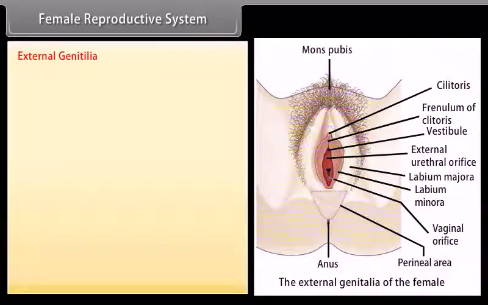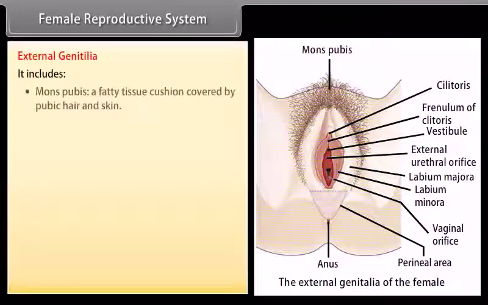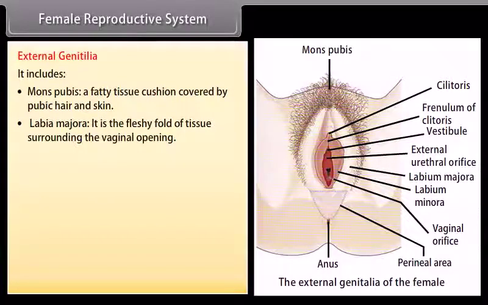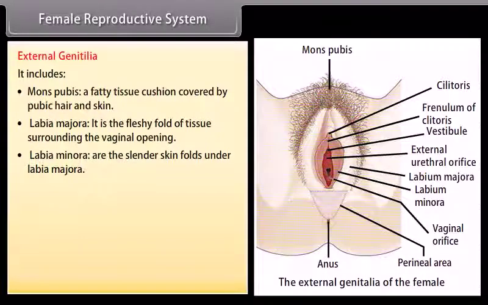External genitalia. It includes mons pubis, a fatty tissue cushion covered by pubic hair and skin. Labia majora. It is the fleshy fold of tissue surrounding the vaginal opening. Labia minora are the slender skin folds under the labia majora.